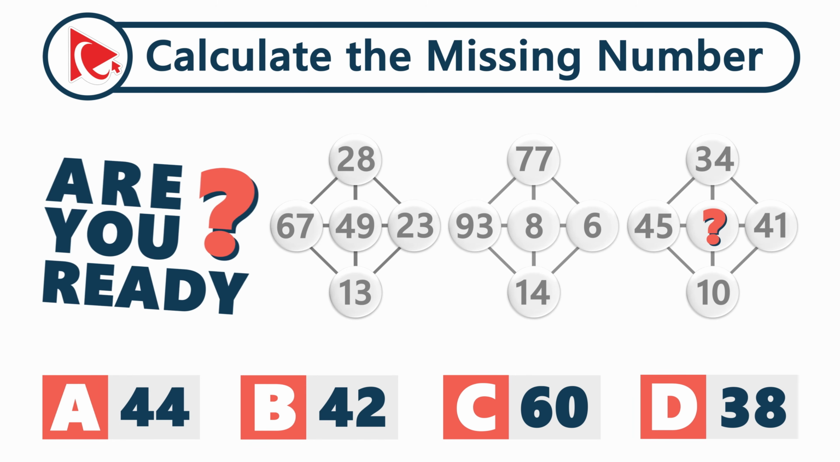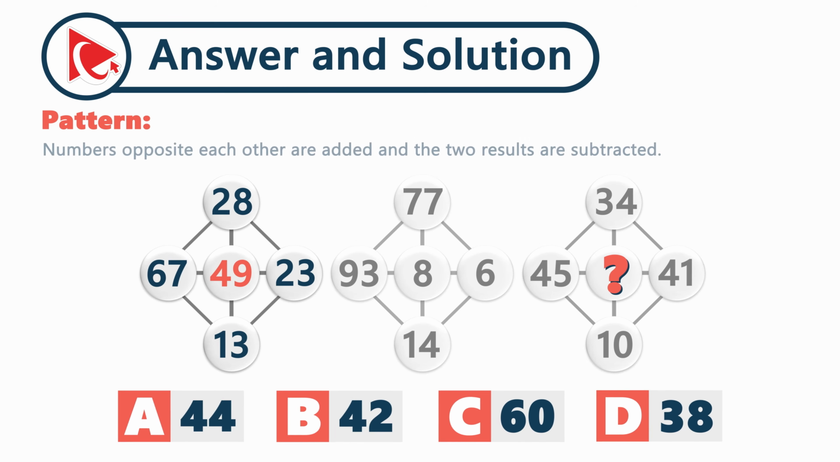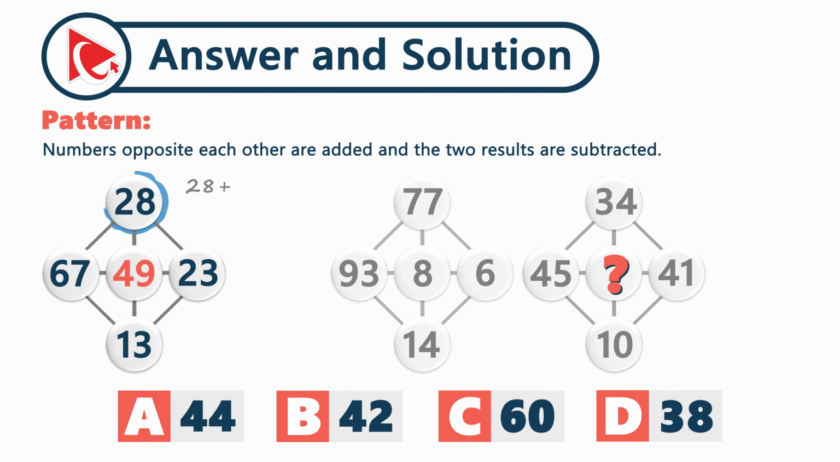Time's up. Are you ready with your answer? Remember the hint I gave you? With that hint, you could probably determine the pattern. And the pattern here is that the numbers on the opposite sides are added, and then two results are subtracted. Let's look at the example. 28 plus 13 equals 41, and 67 plus 23 equals 90. 90 minus 41 equals 49, and that's exactly the number in the middle.